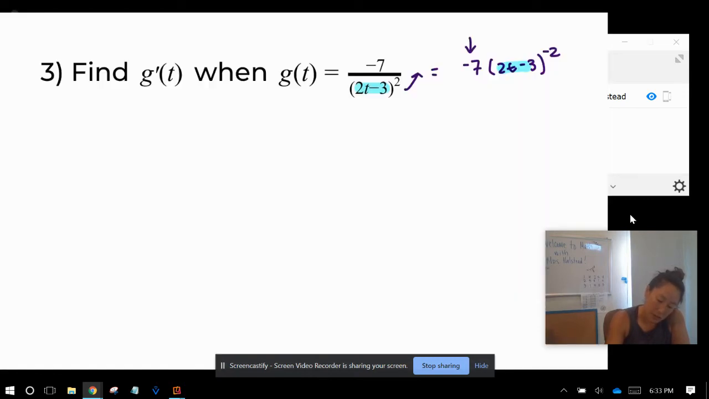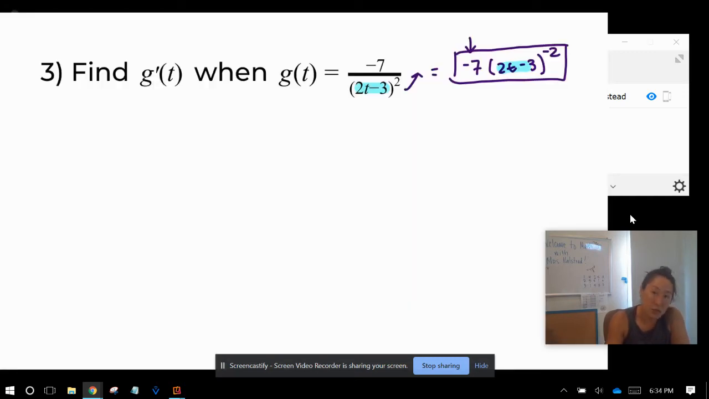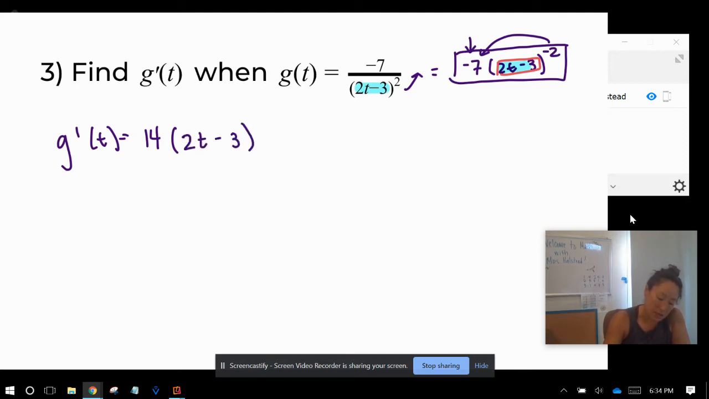Oh, wait, I didn't do my rectangles. Okay. The outside part is all of this. So the power of negative 2 is being applied to the 2t minus 3. So the inside part is 2t minus 3. We start with the outside. So g prime of t is equal to, multiply, giving me 14. The inside stays the same, (2t minus 3) raised to the negative third power times the derivative of the inside, which is 2. Simplify.